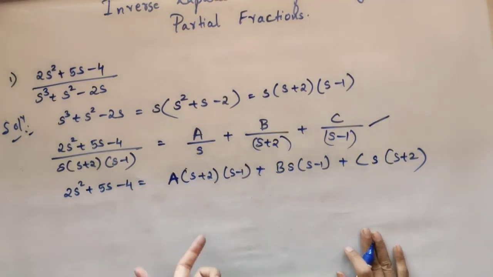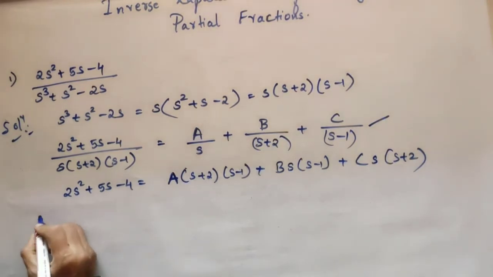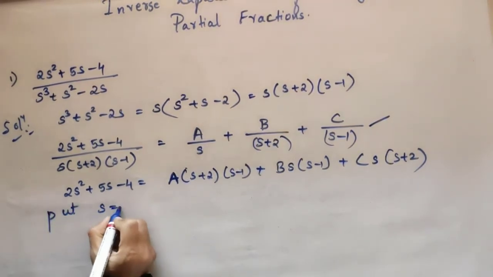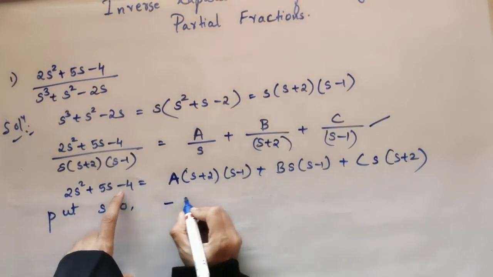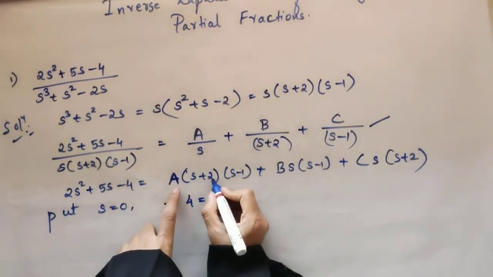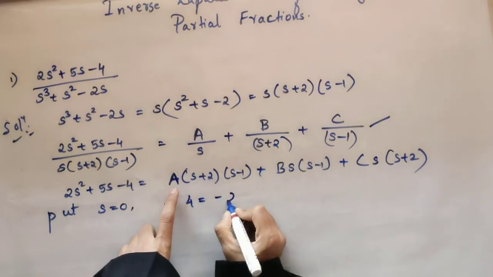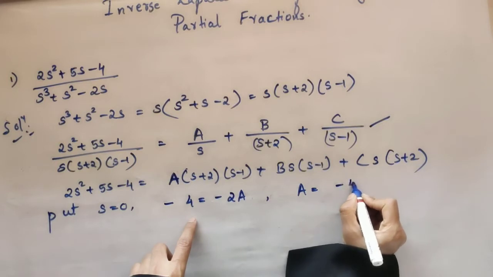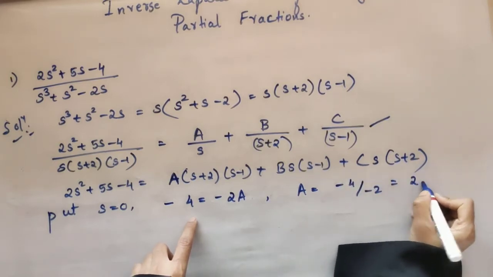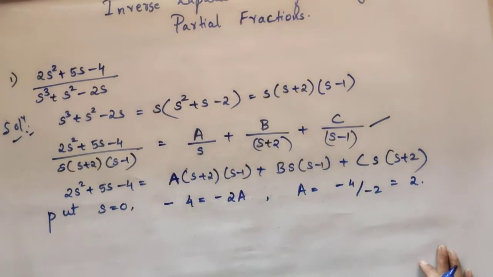Now all you need to do is put the values for s as 1, minus 2 and 0 to get the values for A, B, C. Firstly let us put s equal to 0. When you put s equal to 0, the B and C terms become 0. And what is the left hand side here? When s is 0, you will have minus 4. Minus 4 equals 2 into minus 1, minus 2, that is minus 2A, or A results in minus 4 divided by minus 2, or 2. You will get the value for A as 2.